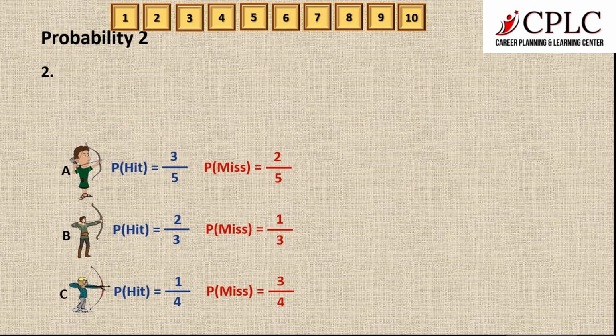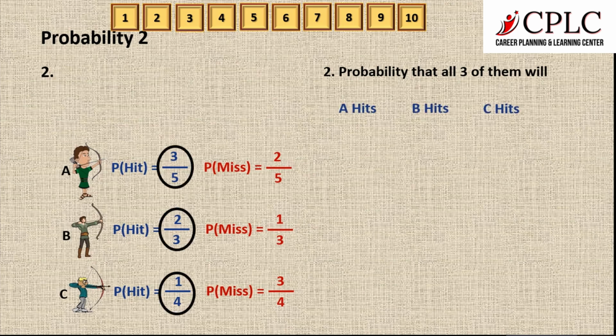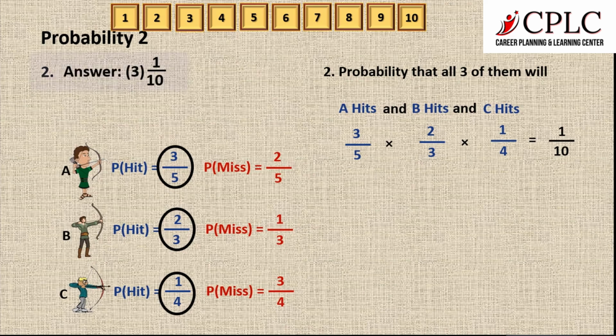Once you do this initial working, it is going to help you tremendously to immediately calculate the answers. First question, all 3 of them will hit the target. Very clear and straightforward: A hits and B hits and C hits. You know their probabilities and it is multiplication, so just multiply all these values. You get the answer as 1 by 10, which is option 3.